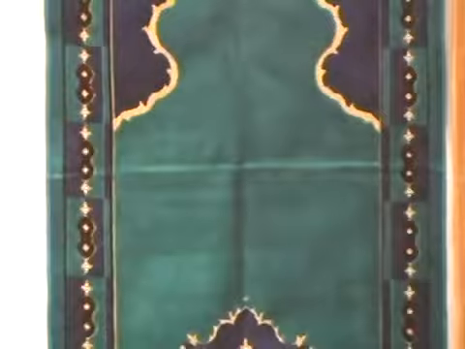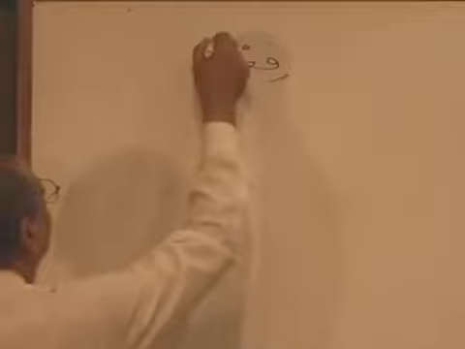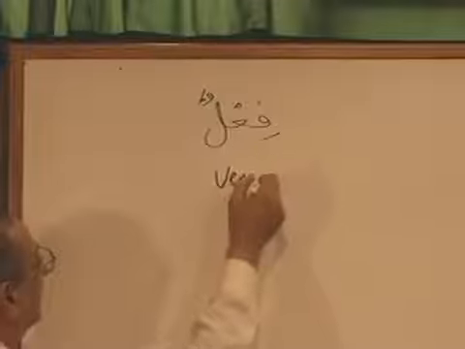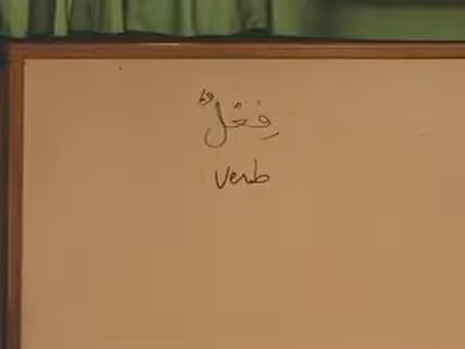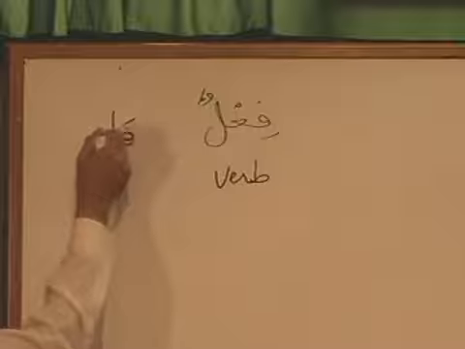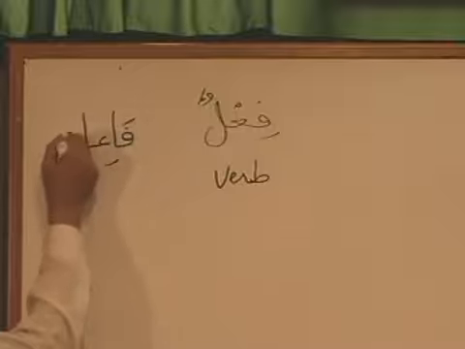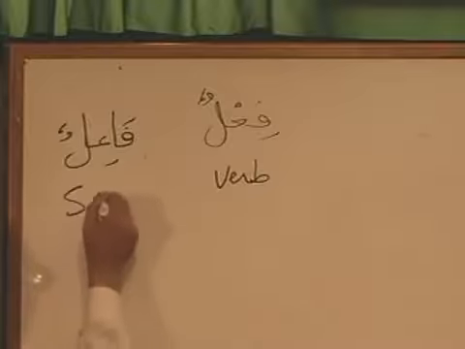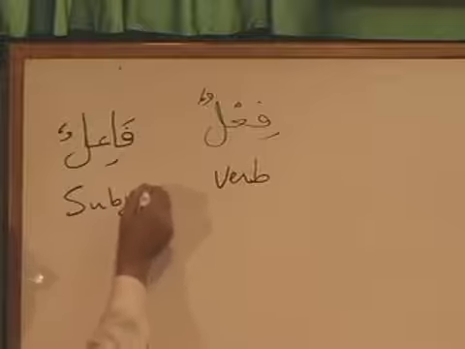Fine. What is action called in Arabic? Fi'alun. What is fi'alun? Verb. Okay. And the doer of action is called in Arabic? Fa'ilun. What is it called in English? Subject of the verb. Are you with me, brothers and sisters?